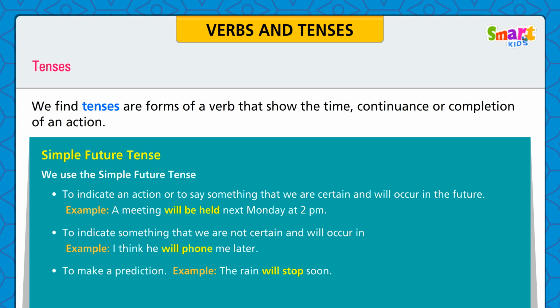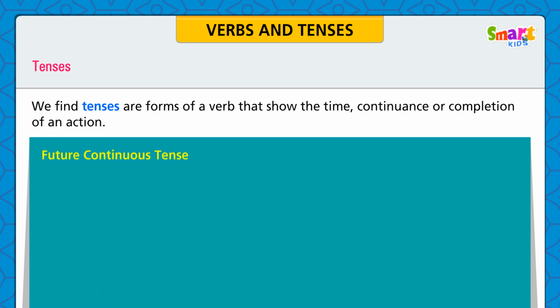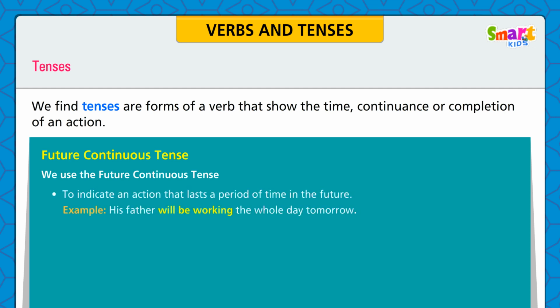To make a prediction. For example, the rain will stop soon. To state a fact. For example, oil will float on water. Let us learn the usage of future continuous tense. We use the future continuous tense to indicate an action that lasts a period of time in the future. For example, his father will be working the whole day tomorrow.